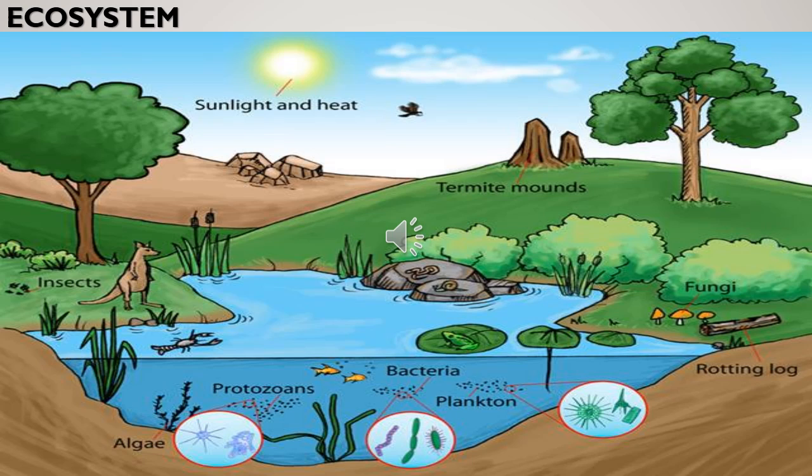Then ecosystem. What do you mean by ecosystem? An ecosystem is a community where all living organisms live and interact with one another and also with their non-living environment such as land, soil, air, water, etc.